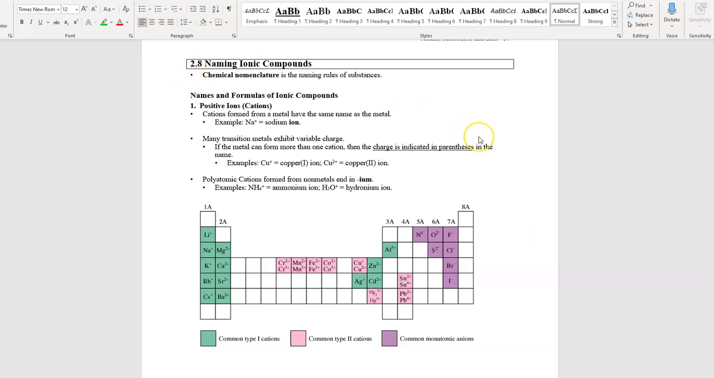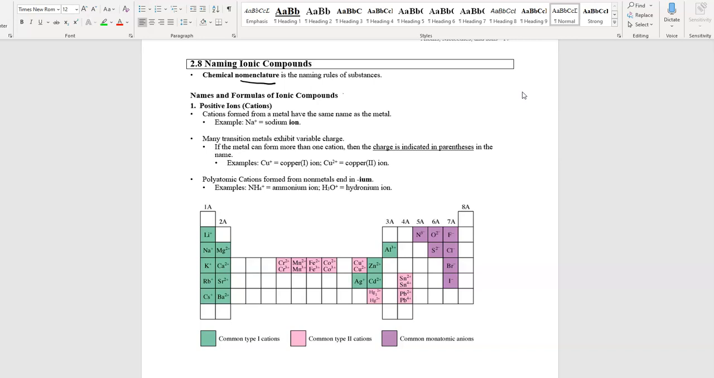Hello AP, I'm going to discuss today 2.8 ionic compounds. And in 2.8, when you name ionic or molecular compounds, it's called nomenclature, as you see right here. So nomenclature is just another way of saying the naming rules for any type of compound. Now I'm going to first start off with ionic compounds.